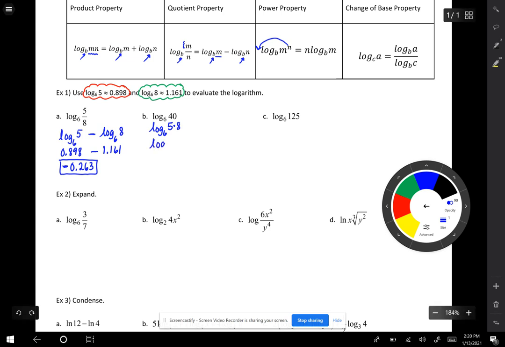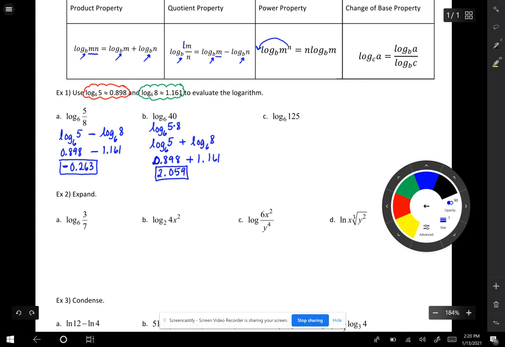So separate them. Log base 6 of 5 plus log base 6 of 8. And then replace the log base 6 of 5 with 0.898 and the other one with 1.161. And I added those two together, and I got 2.059.